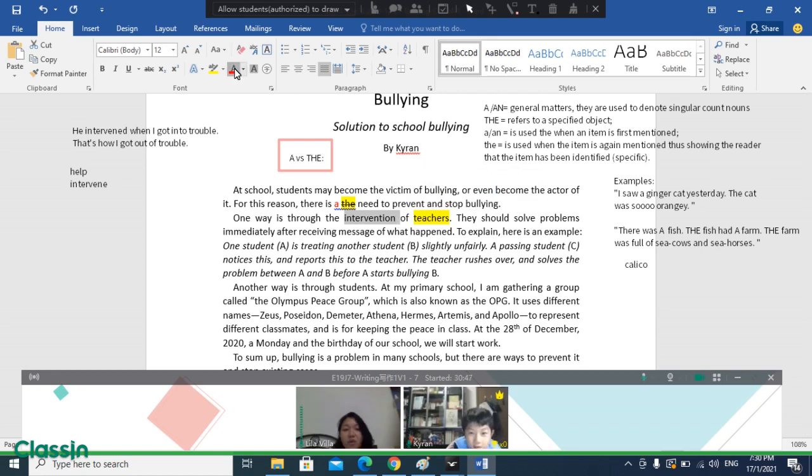Yes. Okay, good. They should solve problems immediately. To explain, here's an example. One student A is treating another student B slightly unfairly. A passing student notices this and reports this to the teacher. The teacher rushes over and solves the problem between A and B before A starts bullying B. Okay, good.